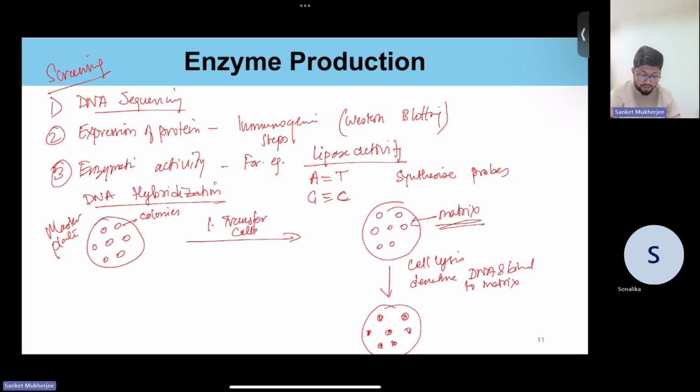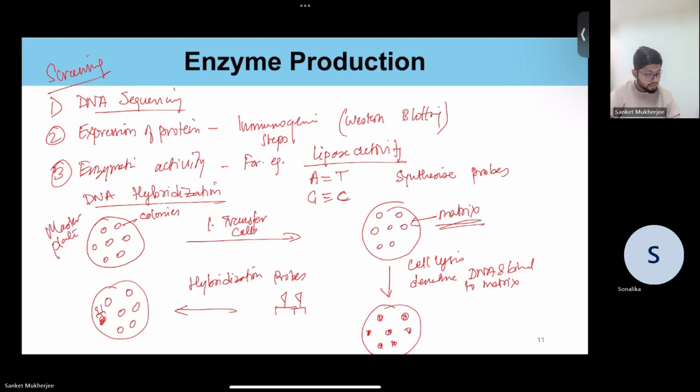And then you synthesize the probes. These are probes which have a complementary sequence to your DNA, and it will go for hybridization basically, where this complementary sequence of DNA will bind with your sequence. So let's say this is the positive clone. Here the probe will bind. And you know that this is the positive clone.